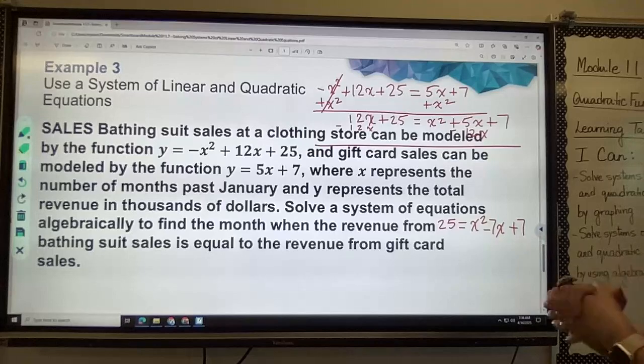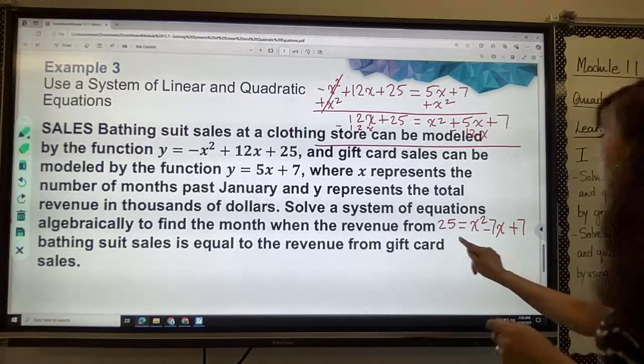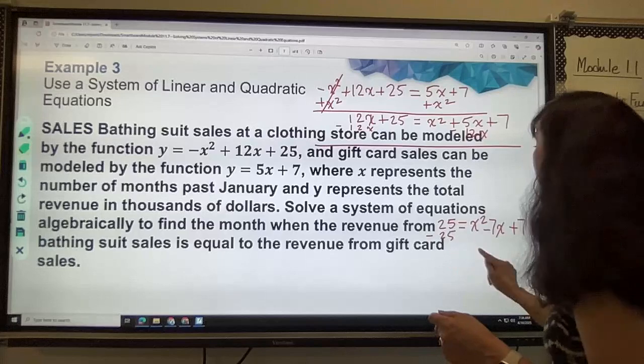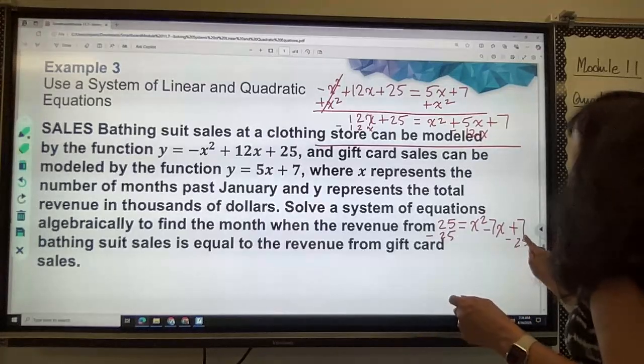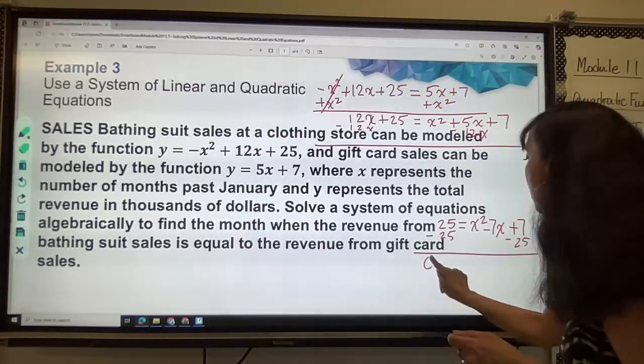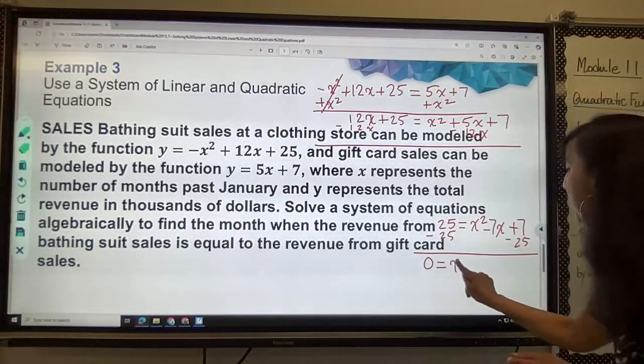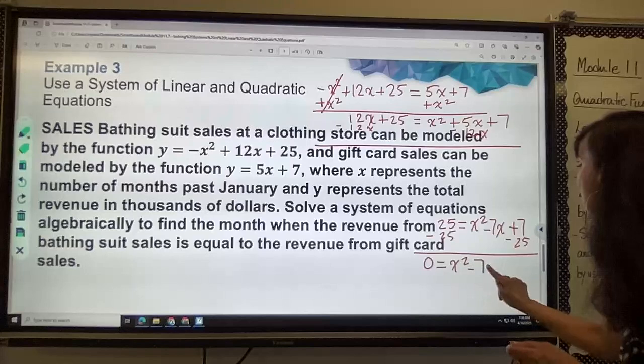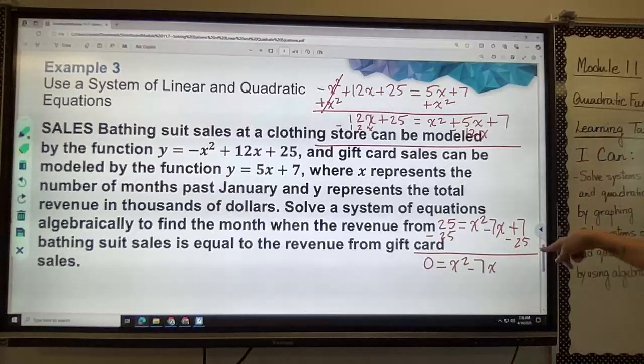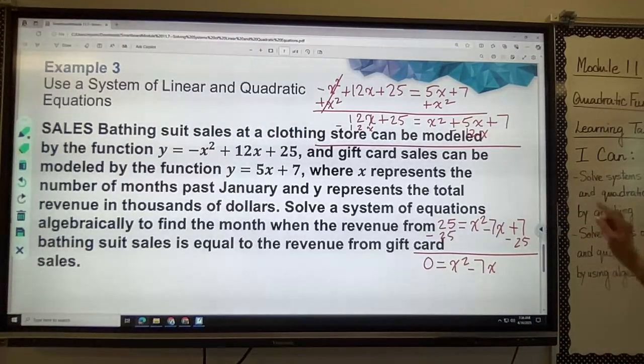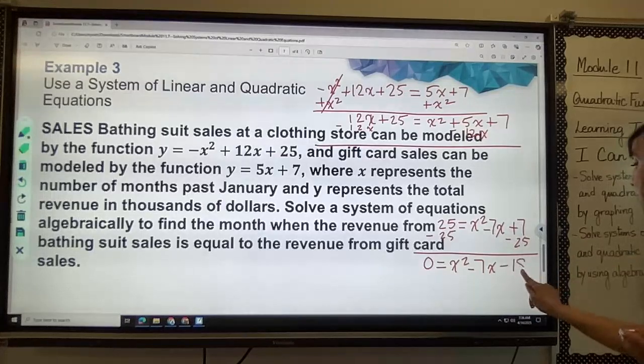Next, I am going to subtract 25 from both sides. So if I do minus 25 here, I'm left with 0 is equal to x squared minus 7x, and then these are opposite signs, so I subtract, and 7 minus 25, I am going to get minus 18.